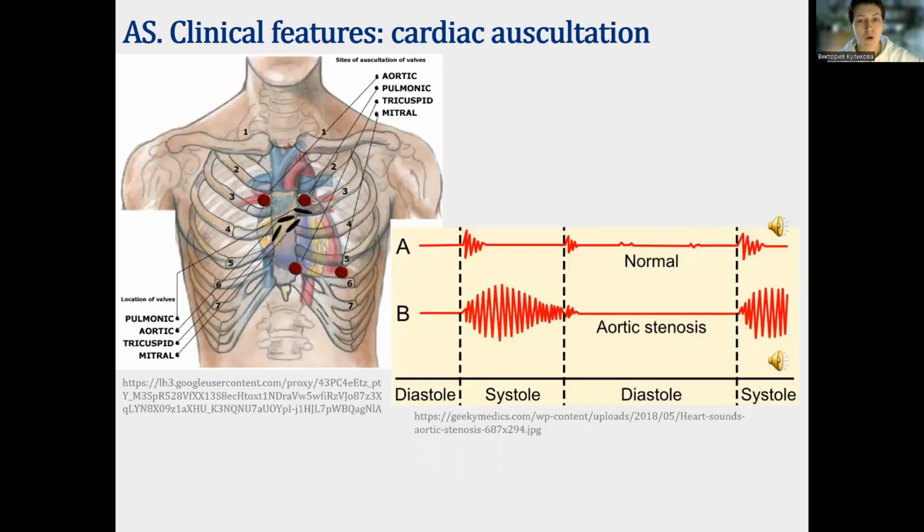So now one of the most important points in aortic stenosis diagnostics is cardiac auscultation. The typical murmur of aortic stenosis is a mid-systolic ejection murmur heard best at the right upper sternal border radiating to the neck and carotid arteries. Please hear the normal heart sounds and aortic stenosis murmur.